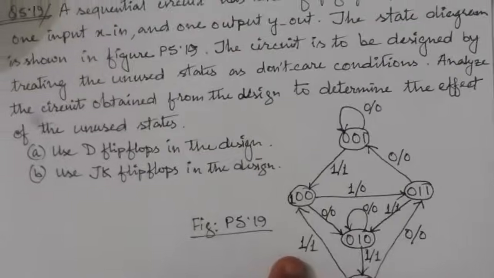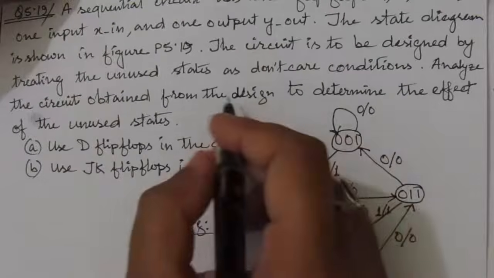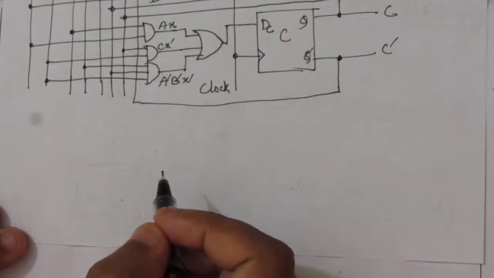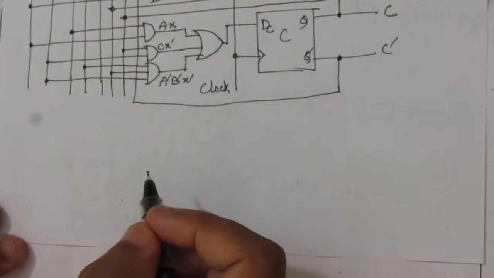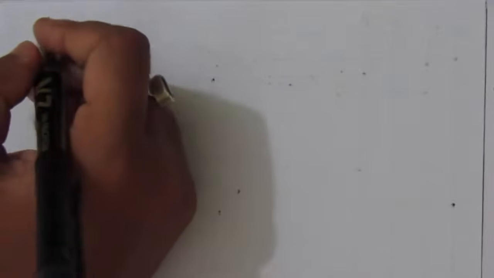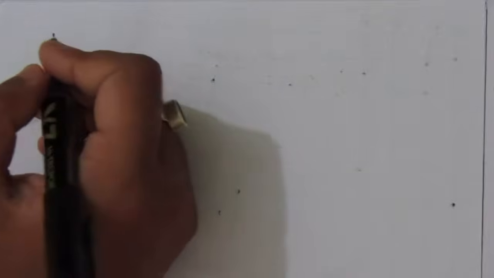Now as per the problem, we have to determine the effect of the unused states. Now we have to use the expressions of A of t plus 1, B of t plus 1, and C of t plus 1, that is the next states of the present states A, B, and C, and find out using the equations we have just found out. So let us find out the next states using the equations. Previously we have assumed it with don't care conditions. Now let us find out the next expressions.